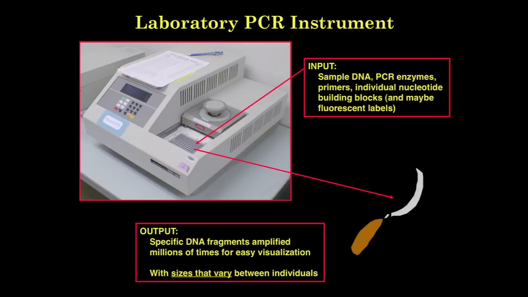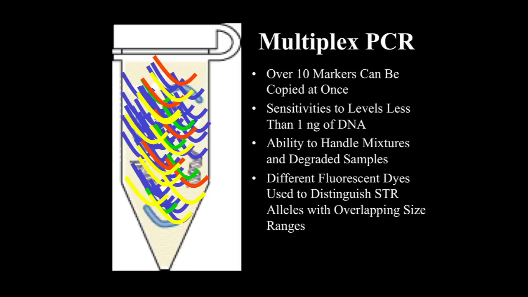And in our laboratory, we use this for doing PCR in individual samples, but for the CODIS of markers, this is prescribed. The output then would be the specific DNA fragments that can be visualized, and the sizes will vary according to the variation of individuals associated with those STRs. And it's this multiplexing of PCR which allows the analysis simultaneously of different markers, with sensitivities down to lower than 1 nanogram of DNA.